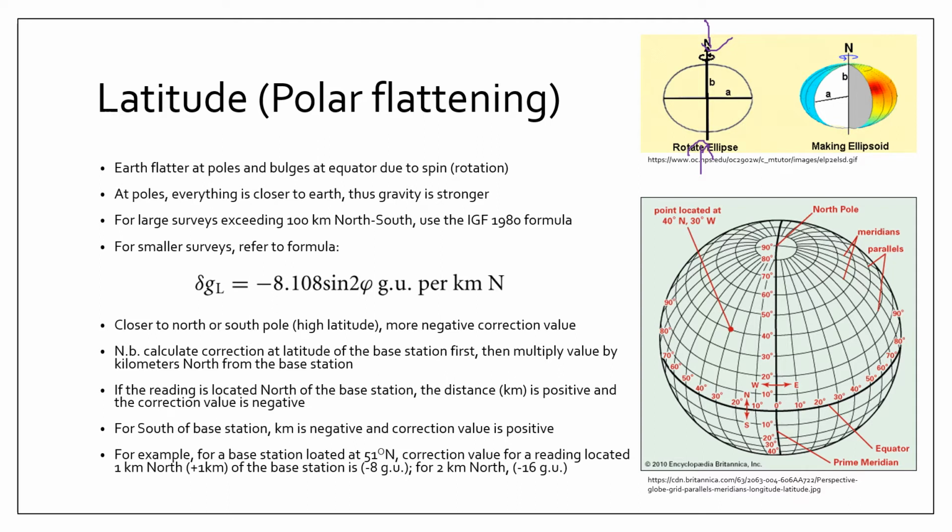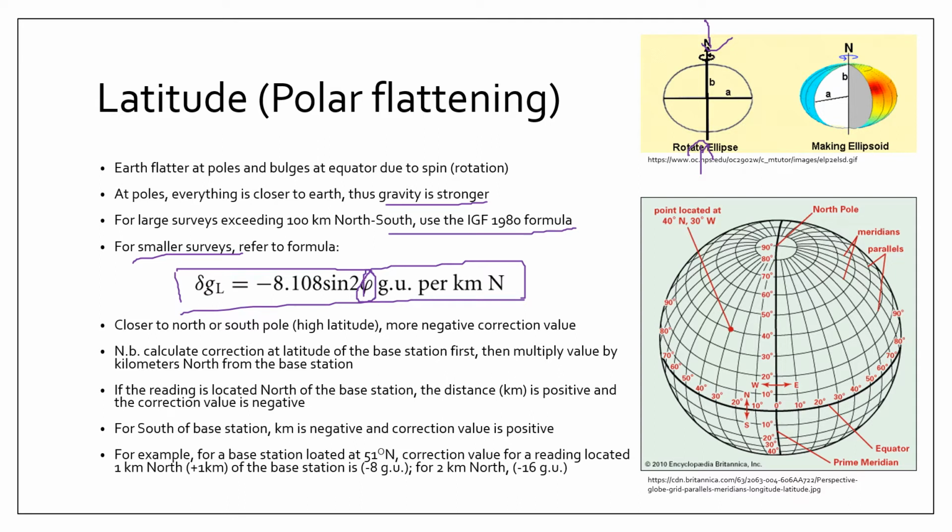Okay, so any survey stations that are closer to the North Pole or the South Pole, you can expect your gravity to be stronger. So if you have a big survey, exceeding 100 kilometers north-south, you use the IGF formula. But if you're doing a small survey that's less than 100 kilometers north-south, we can use this simpler formula. Okay, so the input here is just your latitude.